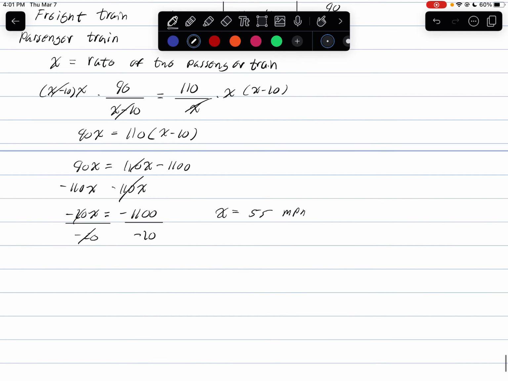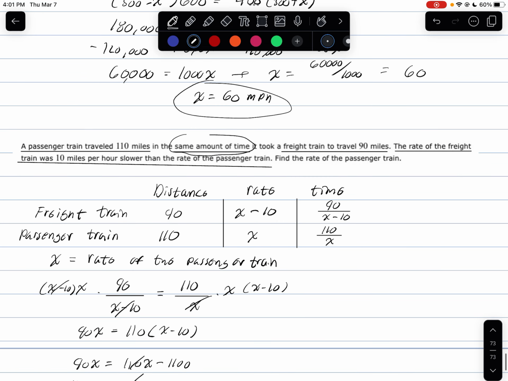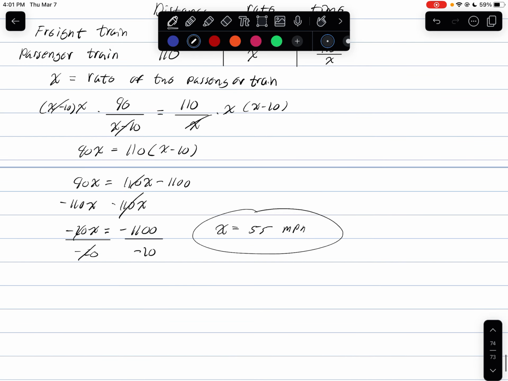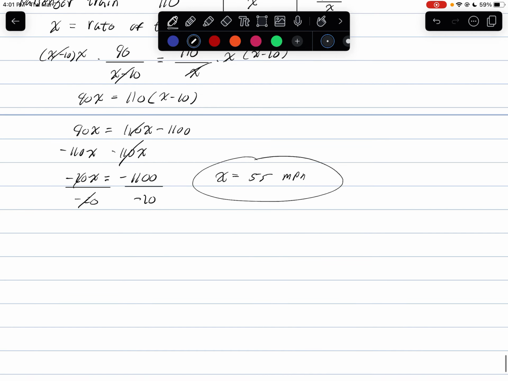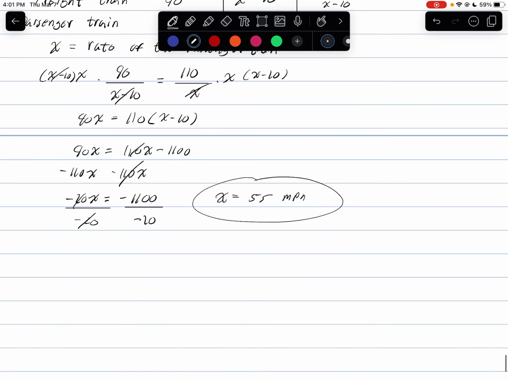And again, it's really good to ask the question: does it make sense that the rate of the passenger train is 55 miles an hour? Does that seem like a reasonable number? Yeah, I think it does. But this is a good time for a sanity check. Like I said earlier, you're not going to have a passenger train going 1,000 miles an hour. I know there are some pretty crazy trains out there, but you're not going to have a negative rate either. So this would be a really good time to do a sanity check to make sure that your answers make sense.